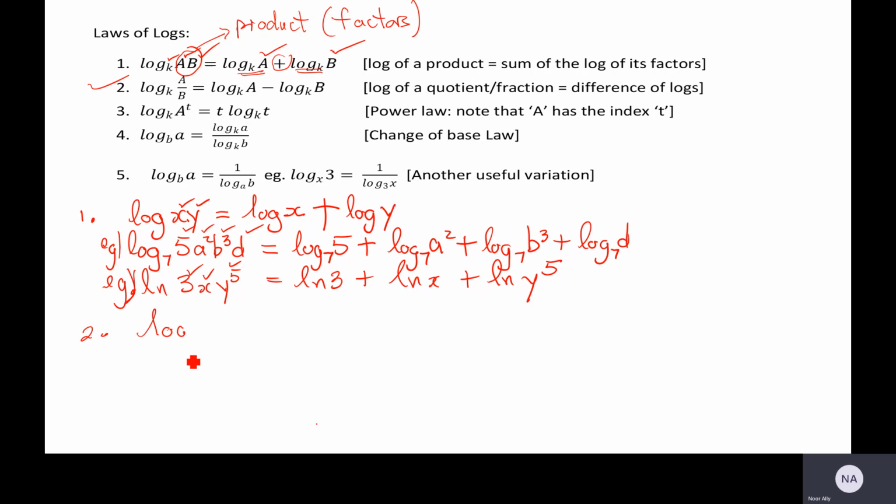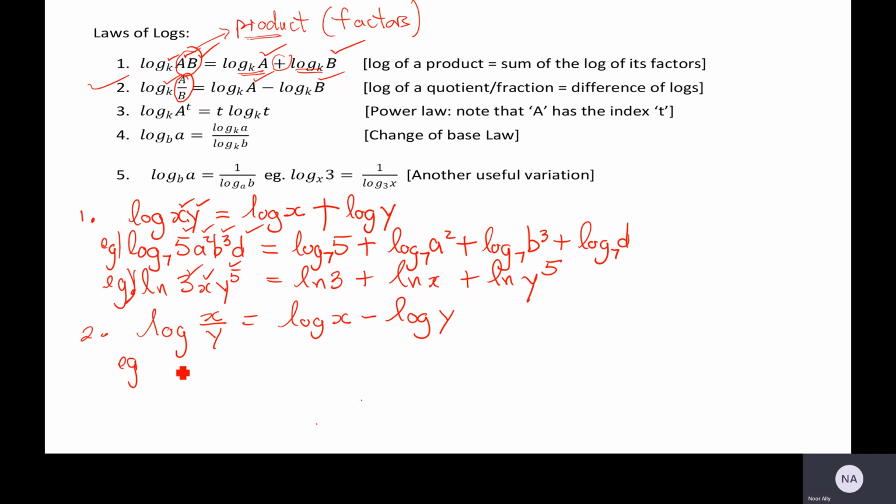The log of a fraction, let's look at the second, to the base is the log of the numerator minus the log of the denominator. Remember, the first one was a product. The second one is division. So the log of x over y is equal to the log of the numerator minus the log of the denominator.